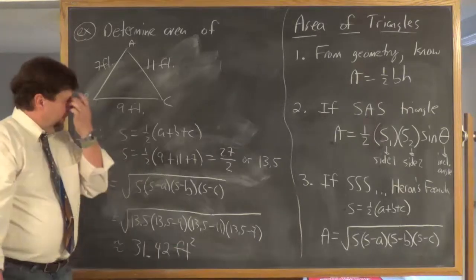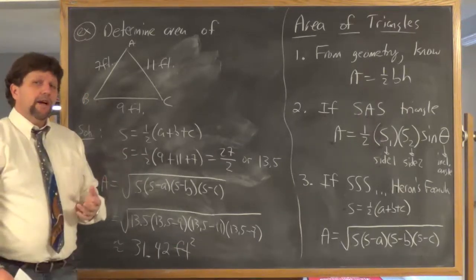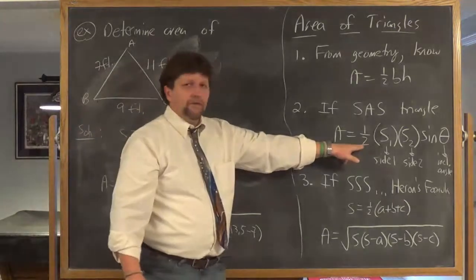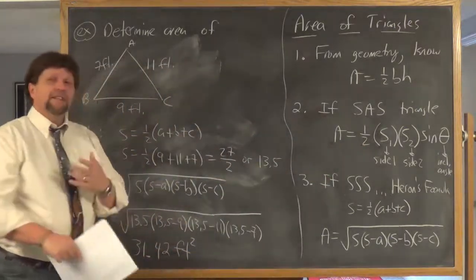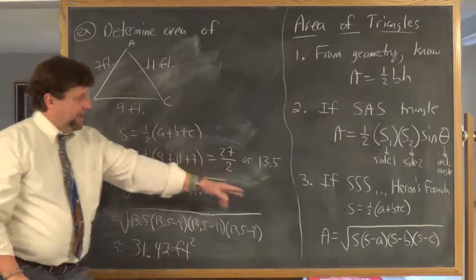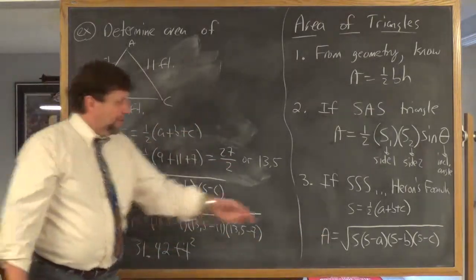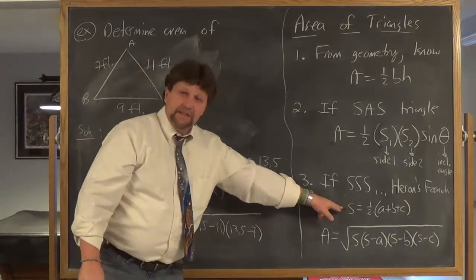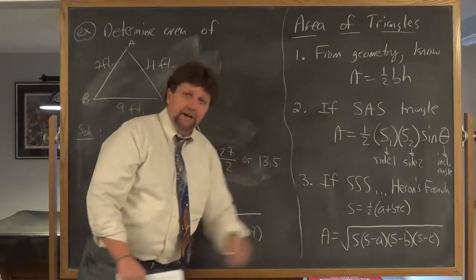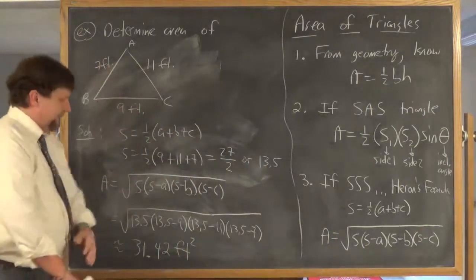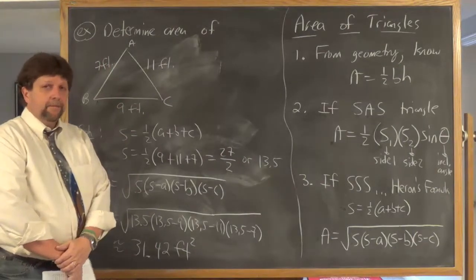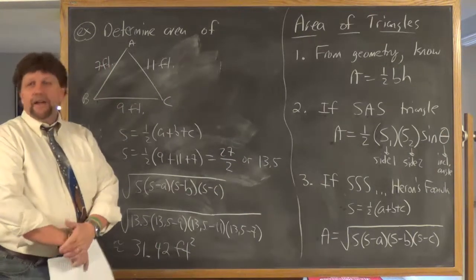To recap, if I have a side angle side triangle, I'm going to use this formula. If I have a side-side-side triangle, I'm going to use Heron's Formula. And when using Heron's Formula, I need to determine the semi-perimeter because that's used in the formula, as this example illustrated. And that's it for finding areas of triangles.